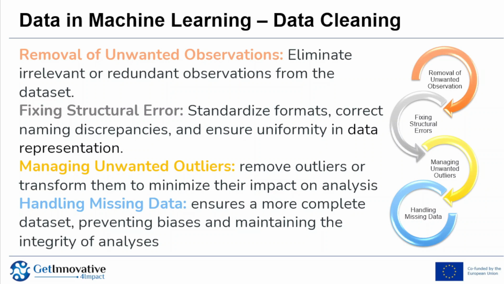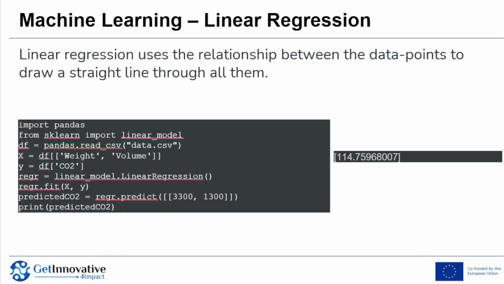And if we want to manage unwanted outliers, we have to remove the outliers or transform them to minimize their impact on analysis. If we want to handle missing data, we go towards data cleaning by ensuring a more complete data set, preventing biases and maintaining the integrity of analysis.